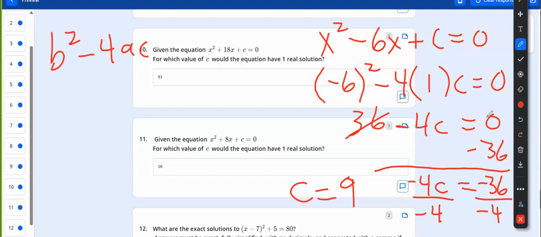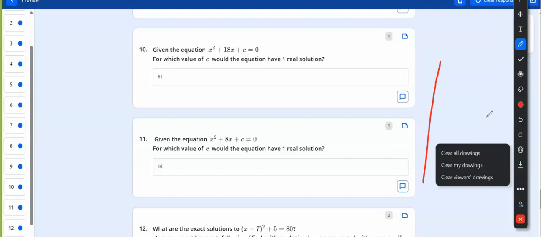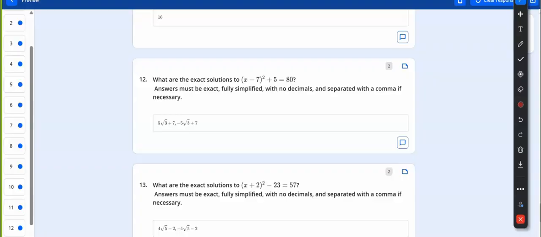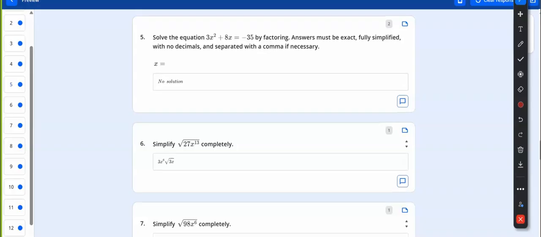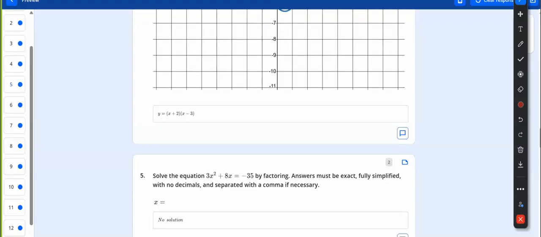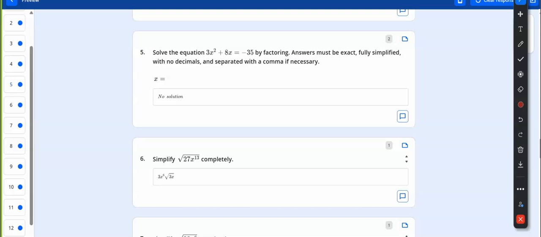Okay, so what else? Out of any of those ones that you wrote down that looks confusing, we can do 5. Okay, 5. Solve it by factoring.